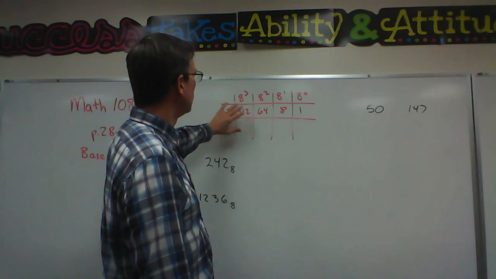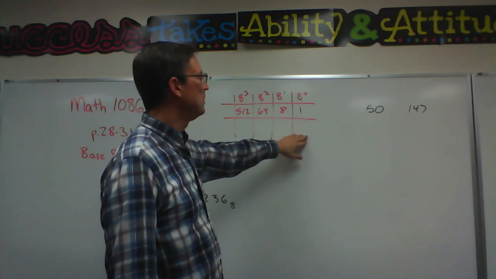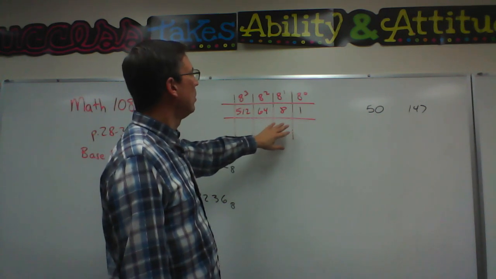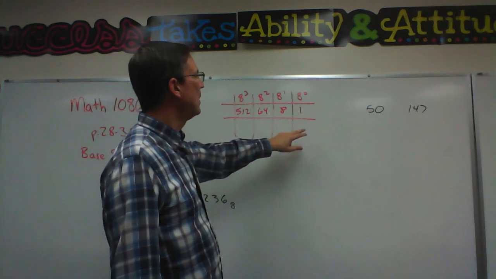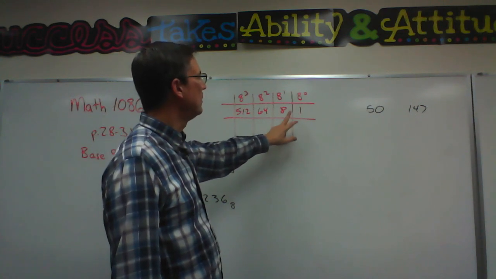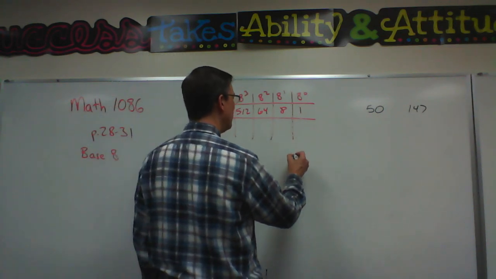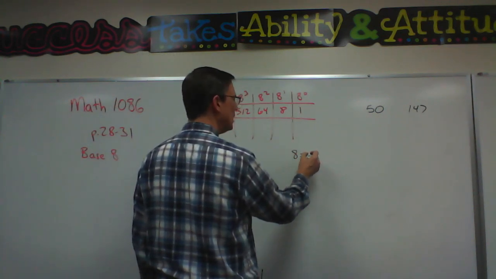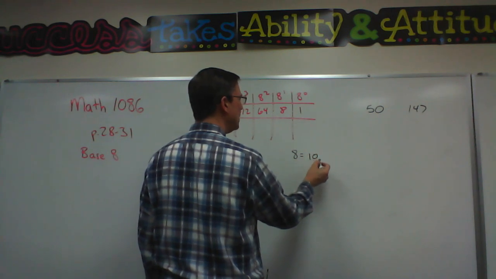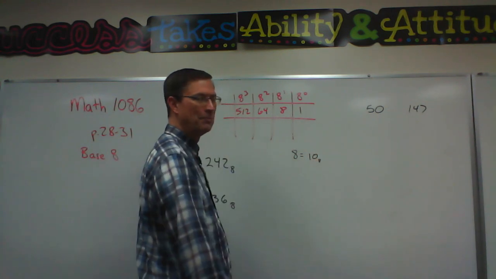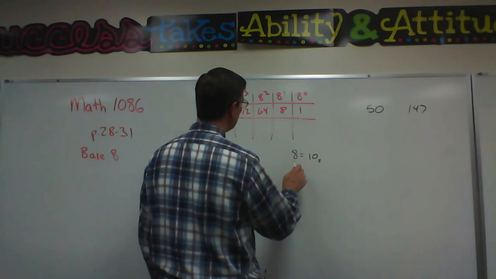If we did this kind of chart, the first place value would be ones, okay? All the way up to 1, 2, 3, 4, 5, 6, 7. When we add 1 to the 7, it would make it a 1, 0. So the number 8 in base 10 is actually the number 10 in base 8. Wow, that's confusing. All right.